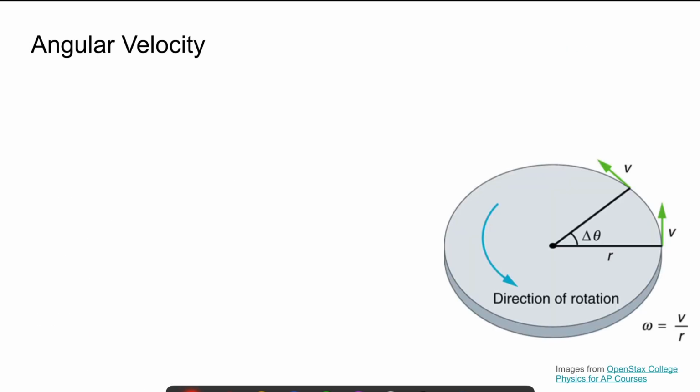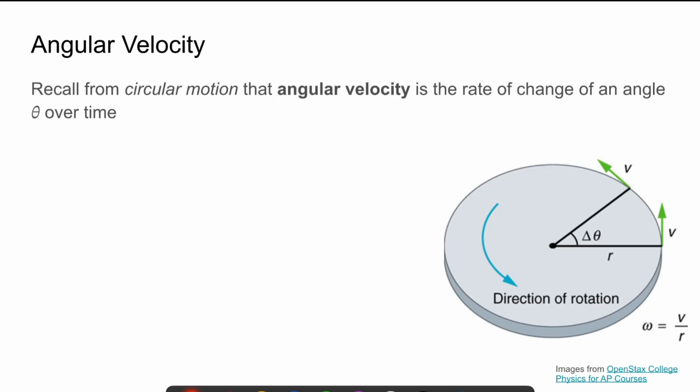Okay, so we're going to talk about angular velocity. As a quick reminder from our circular motion unit, angular velocity is the rate of change of an angle, theta, over time. As a particle goes around in a circle, it will make some change theta to its angle around that circle. If we take that change in theta over the amount of time it takes to move that rotation angle, then we'll end up with our average angular velocity.